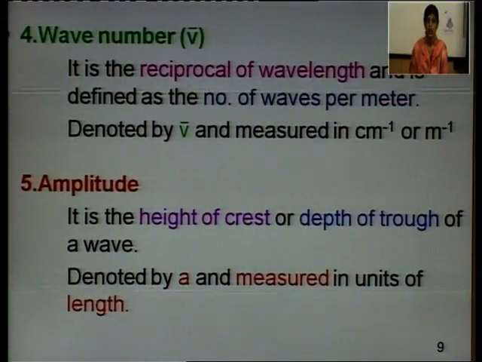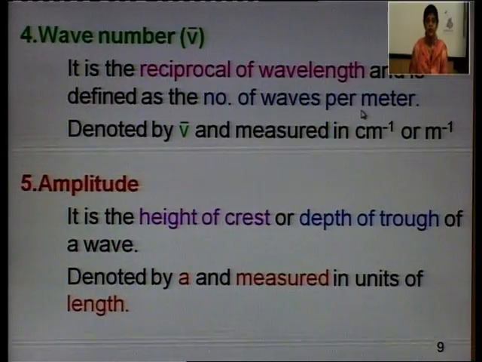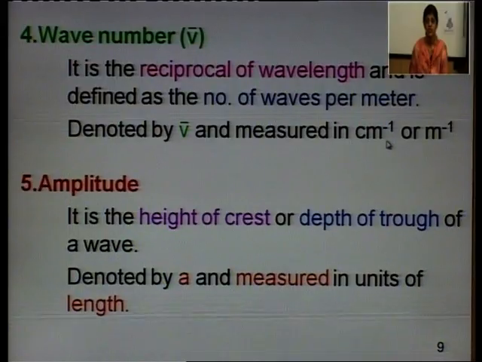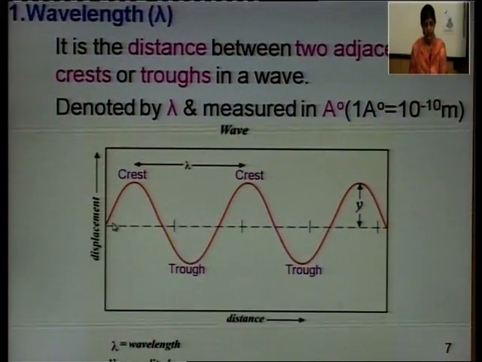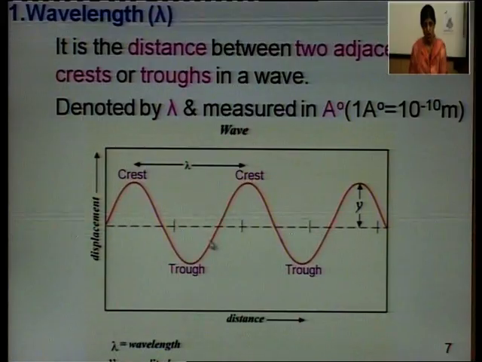Next, wave number. It is the reciprocal of wavelength and is defined as the number of waves per meter. It is denoted by this alphabet and it is measured in centimeter minus 1 or meter minus 1. And the amplitude, it is the height of a crest or depth of a trough. We will just see, this is the amplitude. It is the height of a crest or it is the depth of a trough, that is known as amplitude. This value is the amplitude.